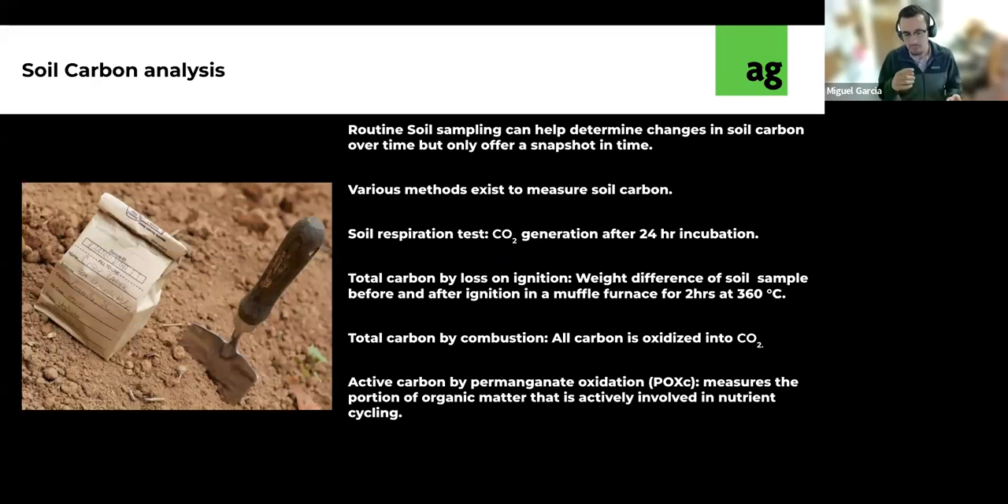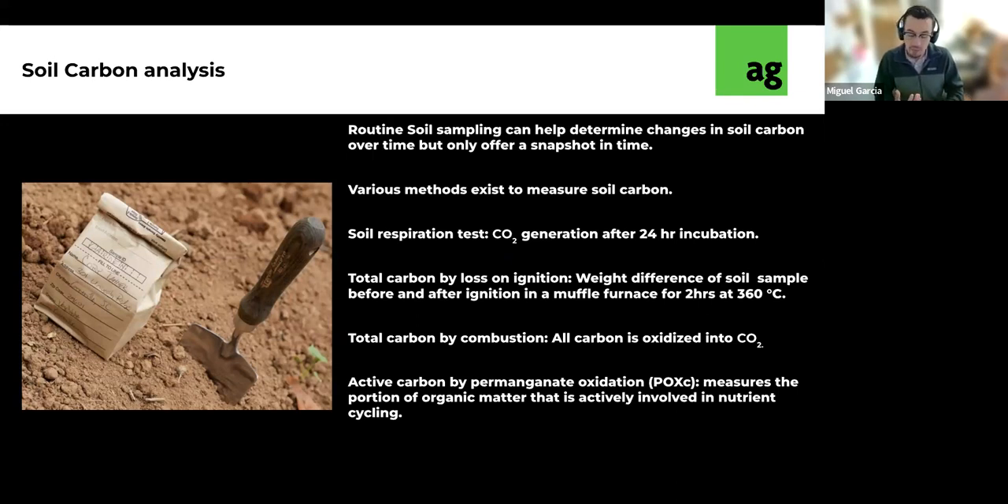So again, make sure that you have a good representation of the entire field. Make sure that the soil is collected at the same depth, and make sure that the same amount of soil is collected in each of those sampling sections, and make sure that everything is mixed very thoroughly before sending the samples to the lab.